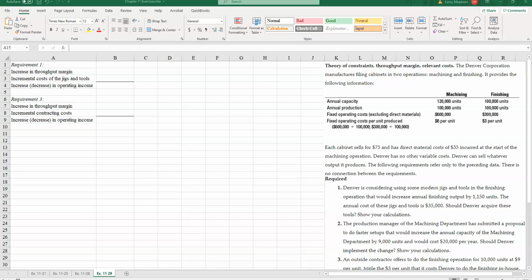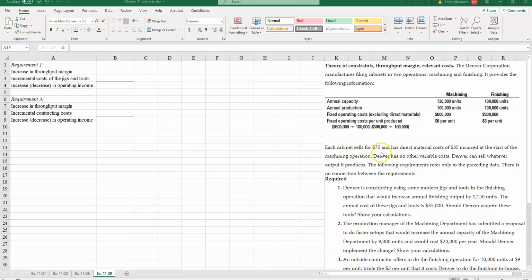Hello, this is Leroy Meadows, and welcome to this session where we are going to work on exercise 11-29 at the end of the chapter on decision making and relevant information. This is exercise 11-29, so let's go ahead and get started. The Denver Corporation manufactures filing cabinets in two operations, machining and finishing. It provides the following information, and we're going to delve a little bit deeper into this in just a moment.